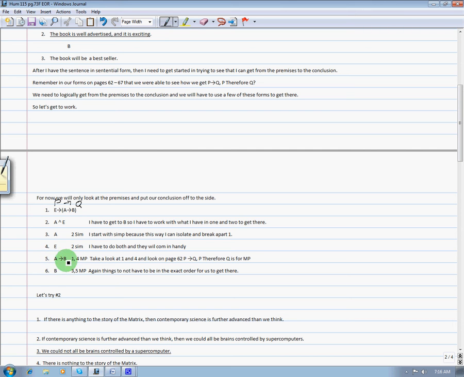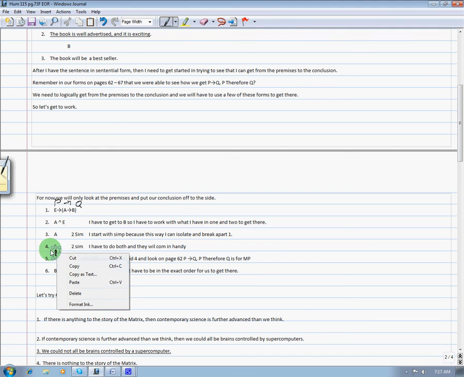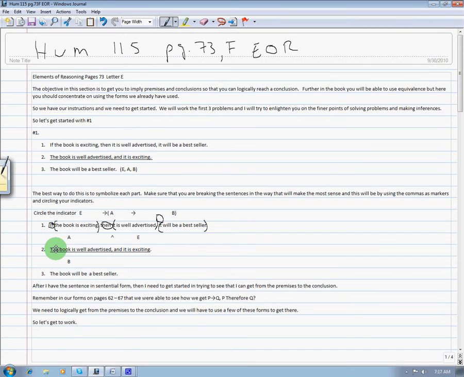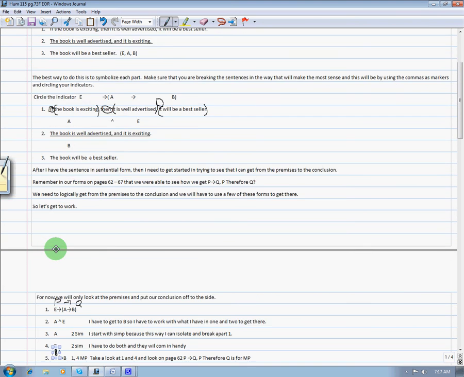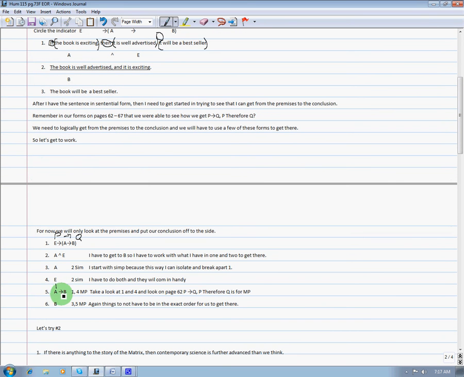Remember, if P then Q. P, therefore Q. Okay? And the easy way to see that, if P, okay, so we get if P then Q, and that just takes over. Okay, so there we have number 1, all done for us. Okay, so let's take a look at number 2.